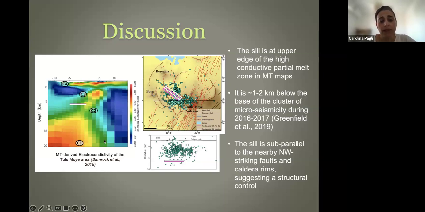And in terms of comparing instead to the MT, that's maybe a little bit more puzzling, because it's right in between our sill, between the two very conductive areas, C1 and C3, that are interpreted as partial melt in the MT.